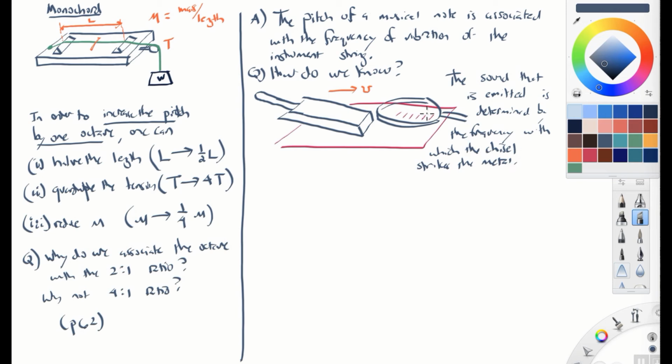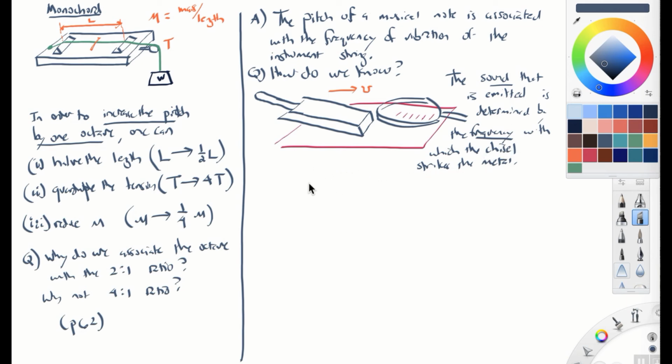And we know this because when the pitch goes up, even if you're moving this at the same speed, these little chisel marks are closer together. In other words, it's striking more frequently, closer together, and the pitch goes up. So somehow the frequency is related to the sound pitch. Okay, and this is a clue to what he's talking about.